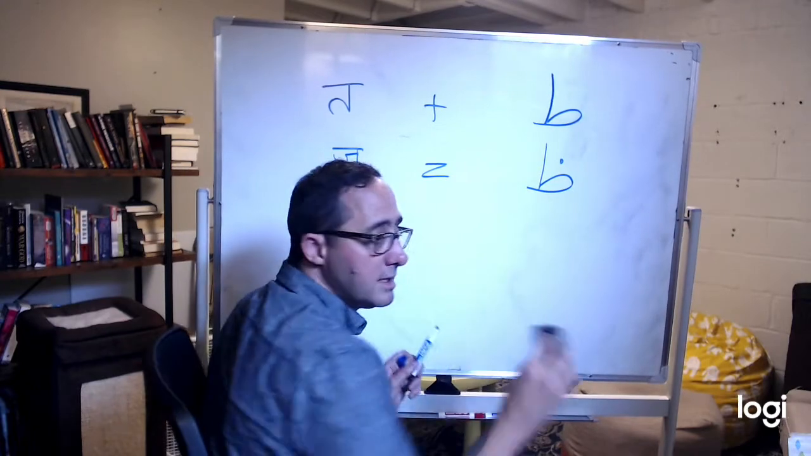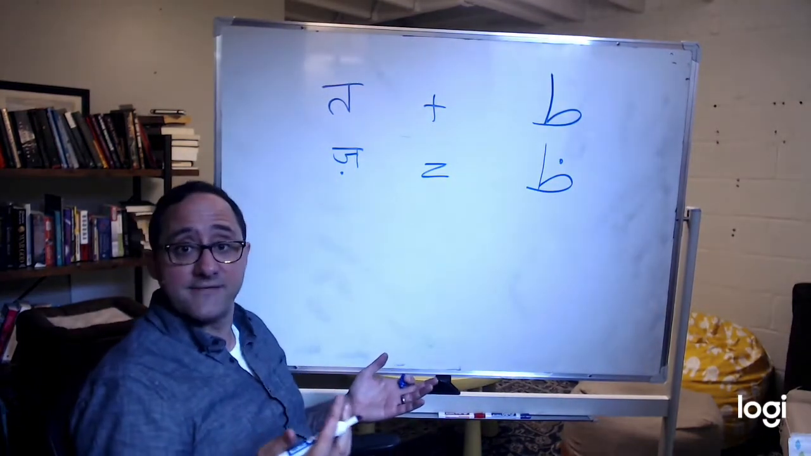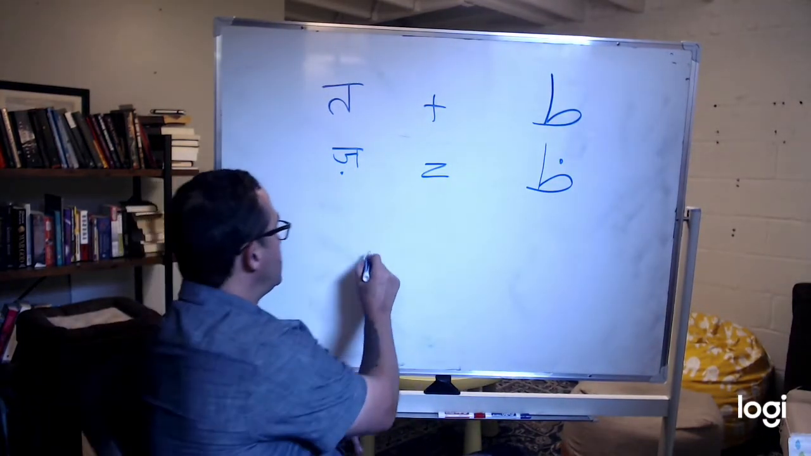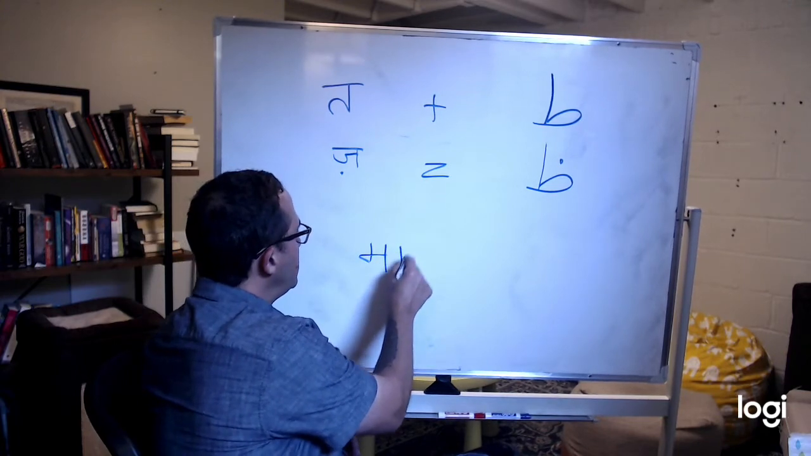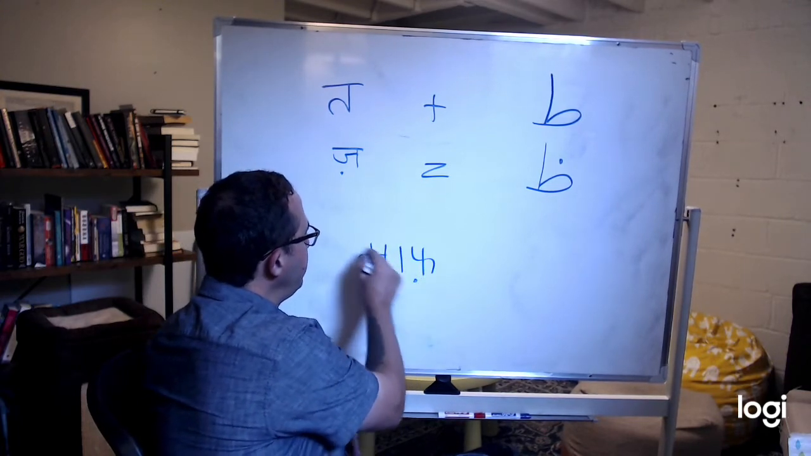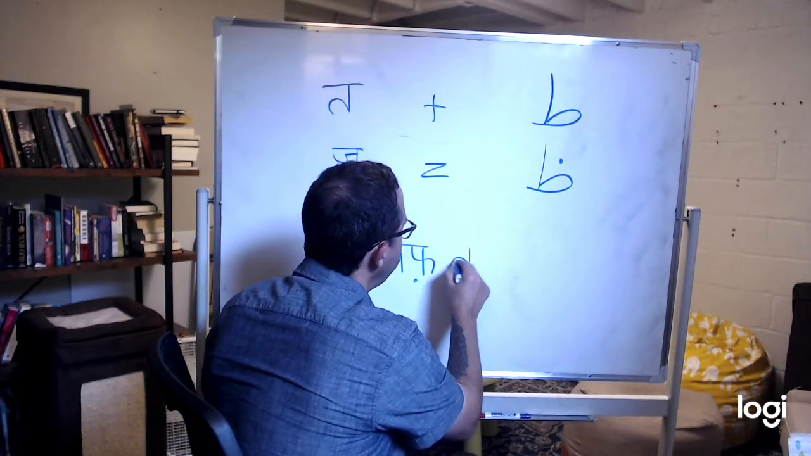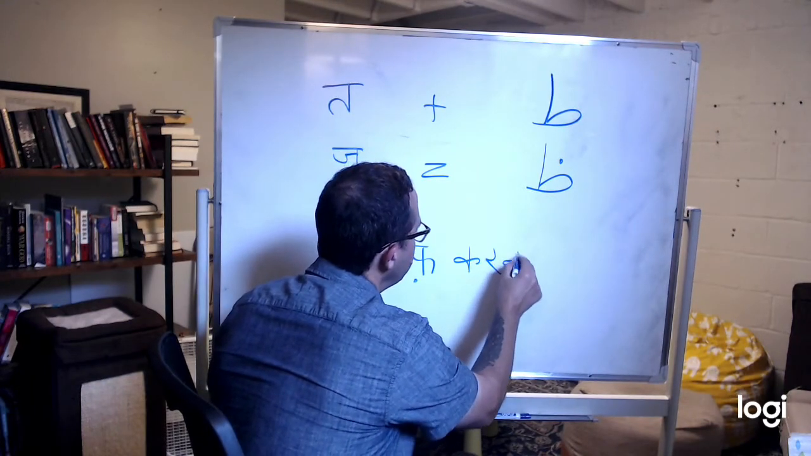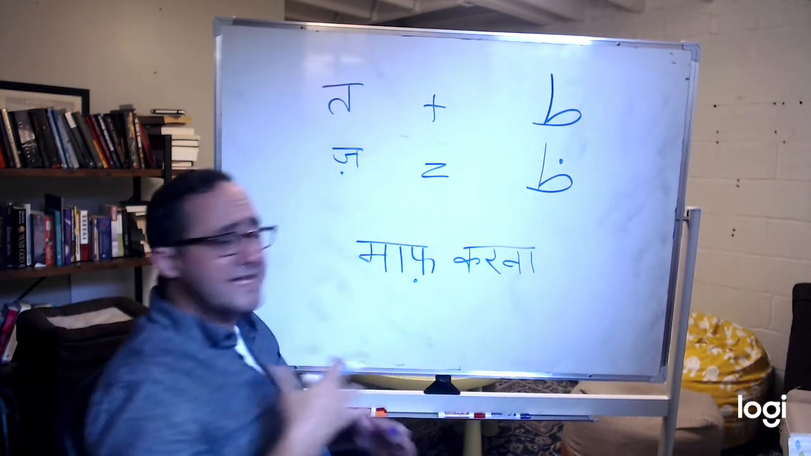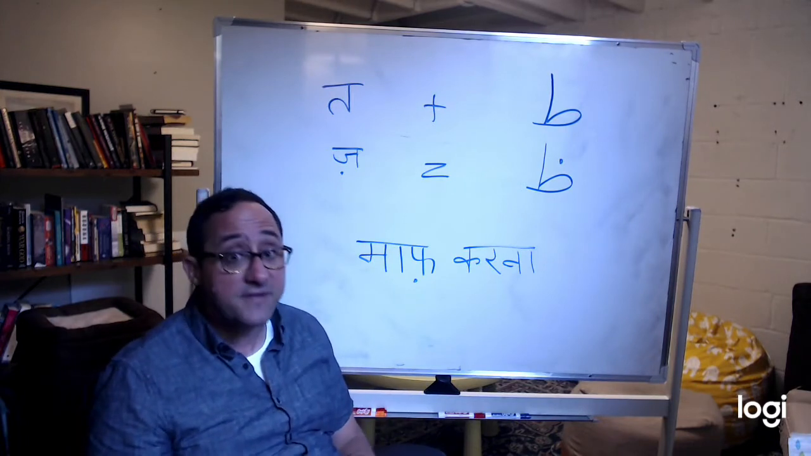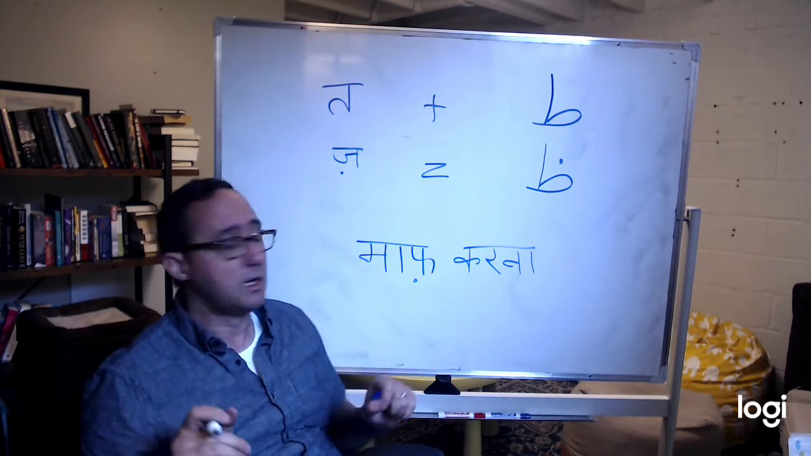There's another one. In Hindi, a lot of times you say maaf karna, maaf kijiye. This means excuse me or I'm sorry. Maaf karna, maaf kijiye. Okay?